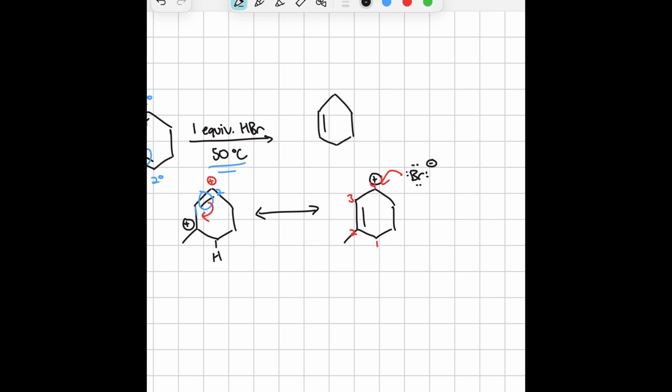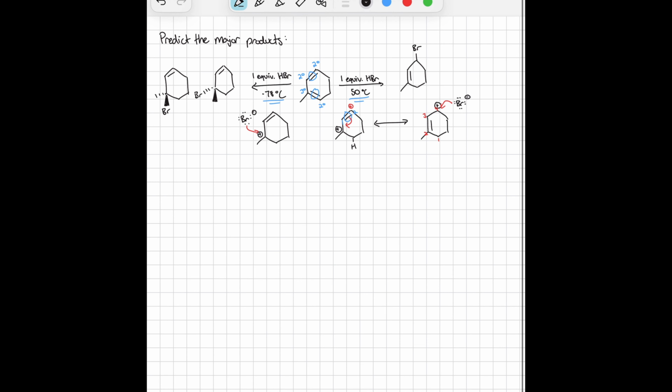And if you were to draw an energy diagram, you would see that this has a greater activation energy than the kinetic product because the carbocation is less stable, right? So that means it has higher energy, but it's going to lead to a lower energy or a more exothermic reaction, making the product more stable. So that's going to be our product.